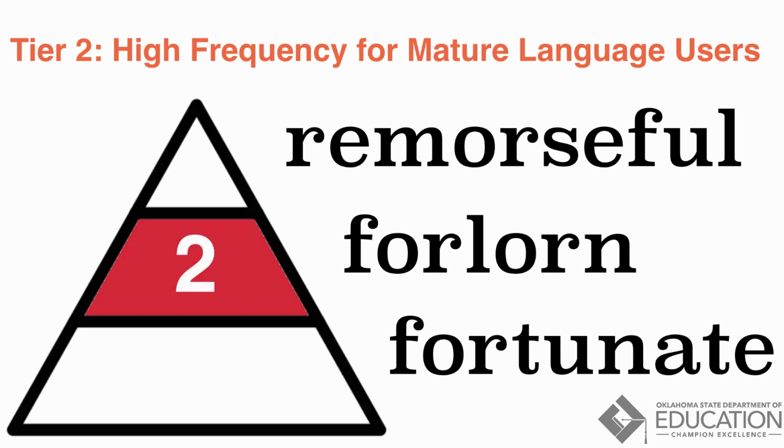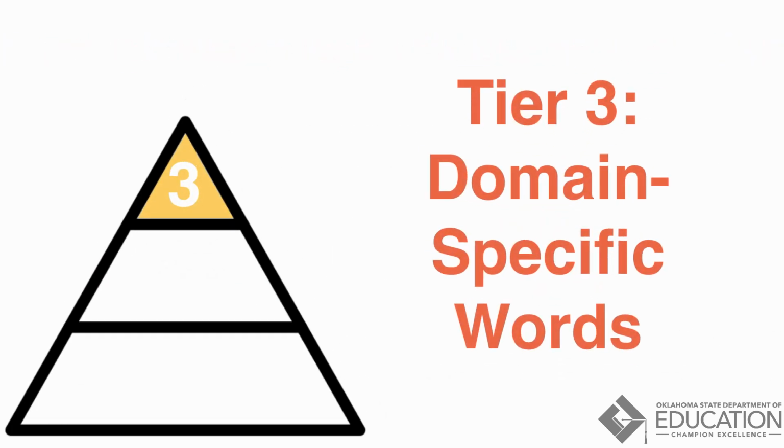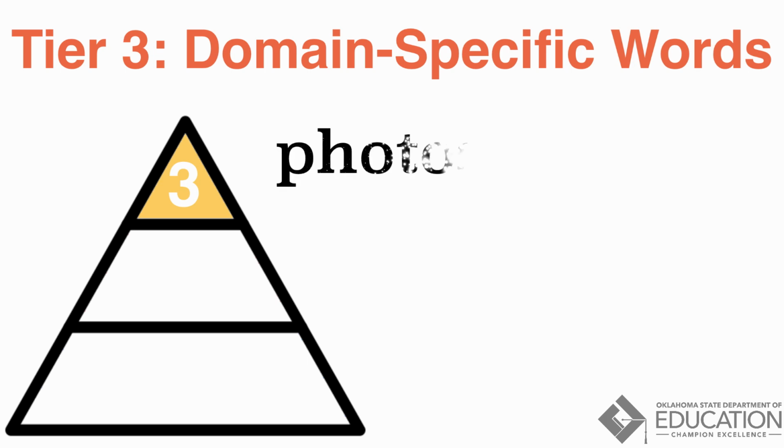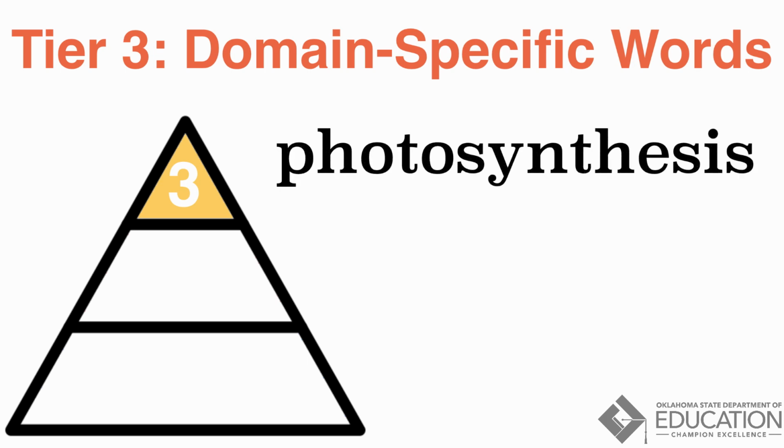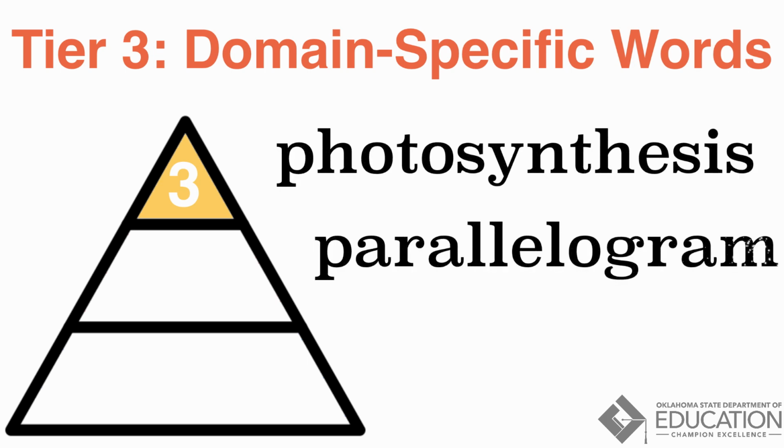And then Tier 3 words are your more domain-specific words, photosynthesis in science or parallelogram in math. Definitely, we need to do some instruction in those when we are in those disciplines, but those words are not going to appear in front of students as often as the word remorseful, as often as those Tier 2 words.